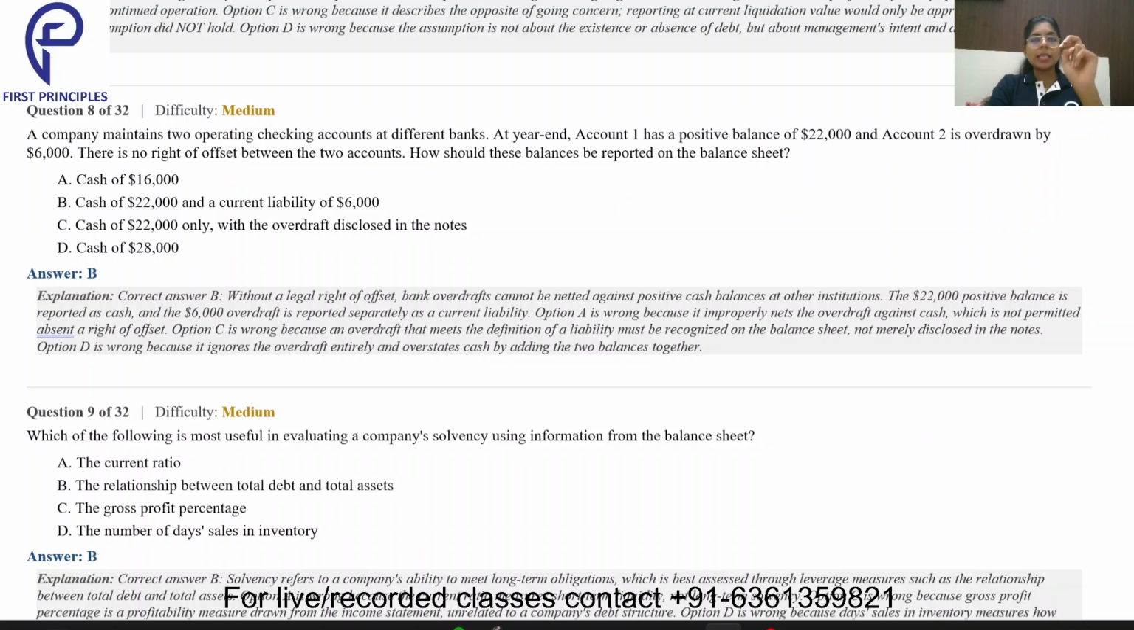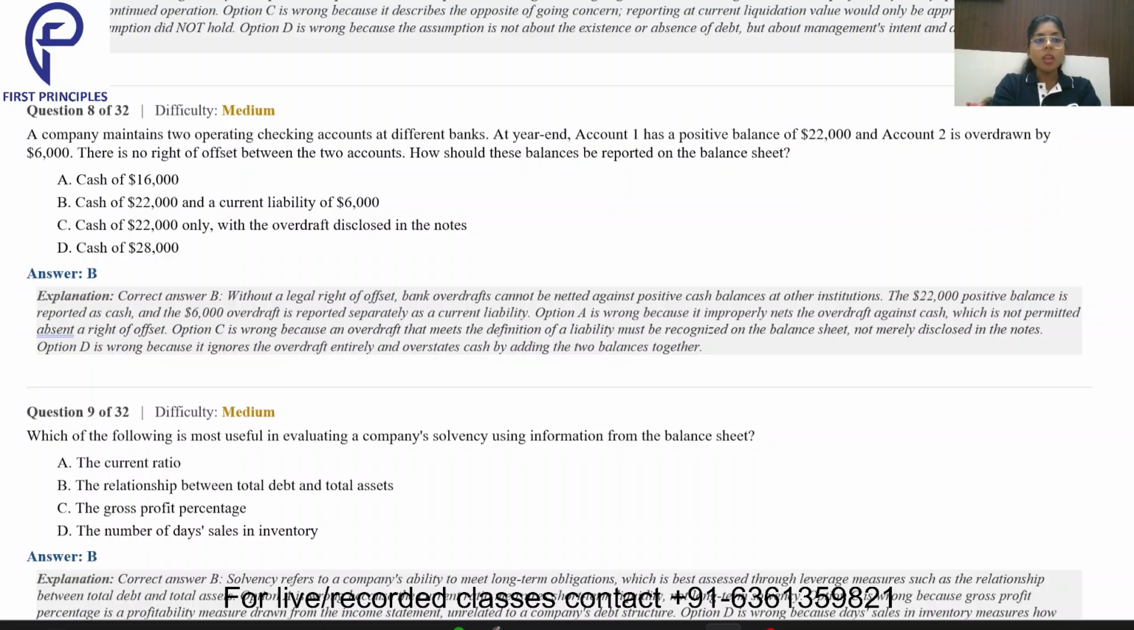then we cannot net those balances together and show them together. But if both the balances are in the same bank, maybe the same account, then we can club them together and show them together. So in different banks, we cannot club. If in the same bank and maybe the same kind of accounts, then we can club them together and show them as one balance. So this particular question is based on that concept.